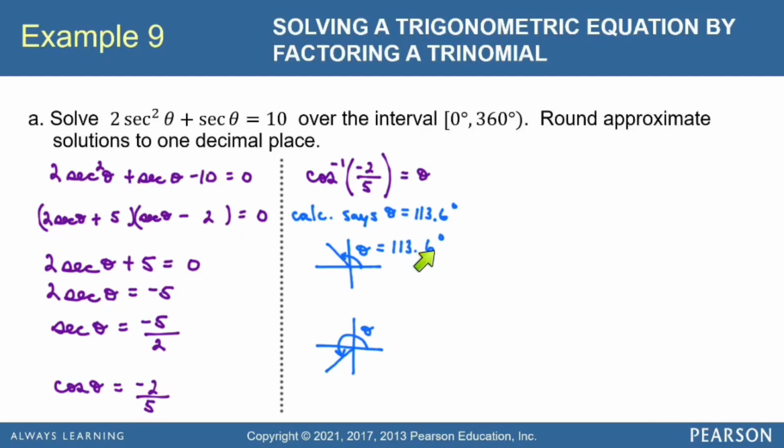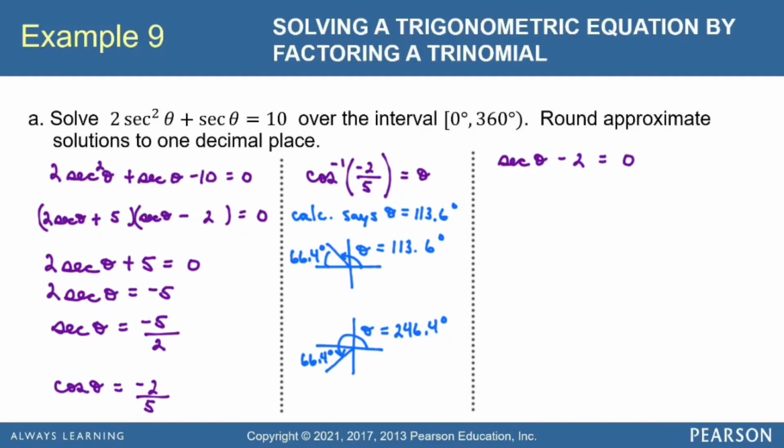That's the 113.6 degrees. But before we can figure out the quadrant 3 answer, we need to know the reference angle, which we can figure out from the quadrant 2 answer. So the reference angle here would be 180 minus 113.6, so that would be 66.4 degrees. So that reference angle also applies here. And now we can see that the quadrant 3 solution is going to be 246.4 degrees. Now let's take the other factor.